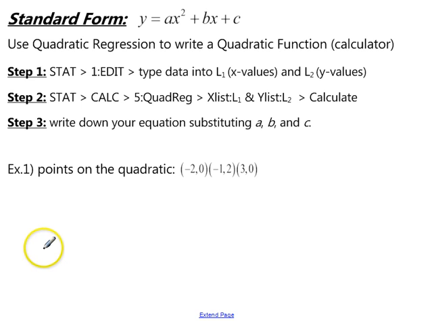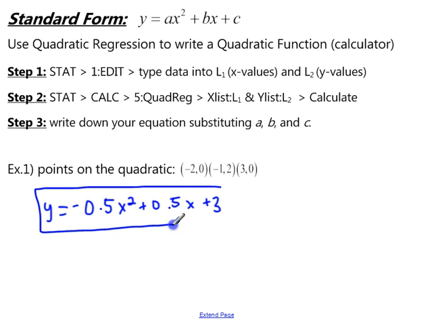So we're going to come back here, and you should be on your notes paper now, and write our equation as y equals -0.5x squared plus 0.5x plus 3. And this is your equation. Now for standard, we have to use the calculator.